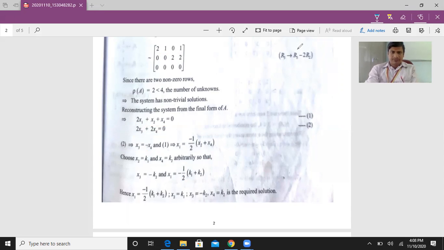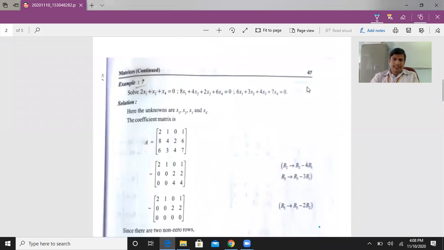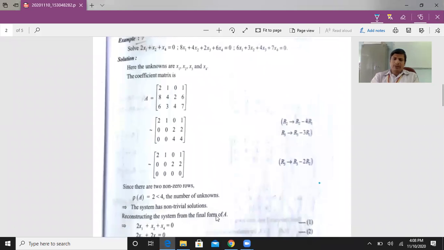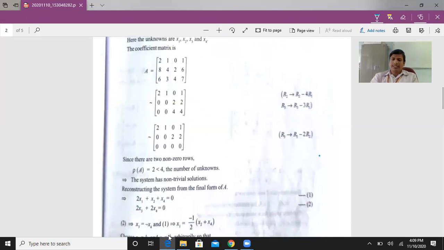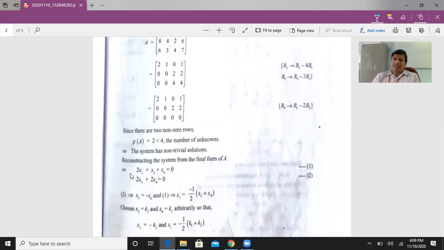See here. First, I take the three equations, with four unknowns x1, x2, x3, x4. After that, we take the matrix, then use row operations. Then finally you take the rank, that is the rank of A equal to 2. Then reconstructing the system: 2x1 plus x2 plus x4 equal to 0, then 2x3 plus 2x4 equal to 0. This is the first and second equation.